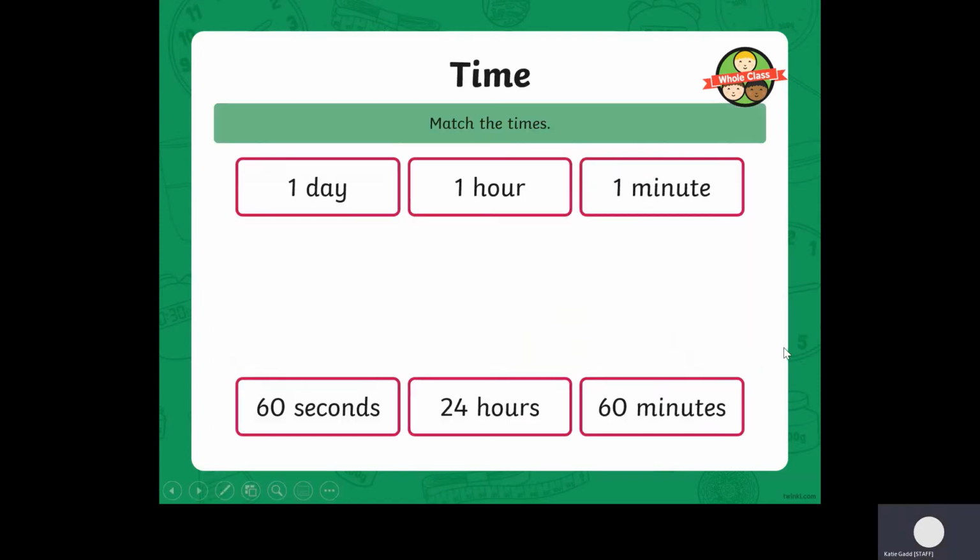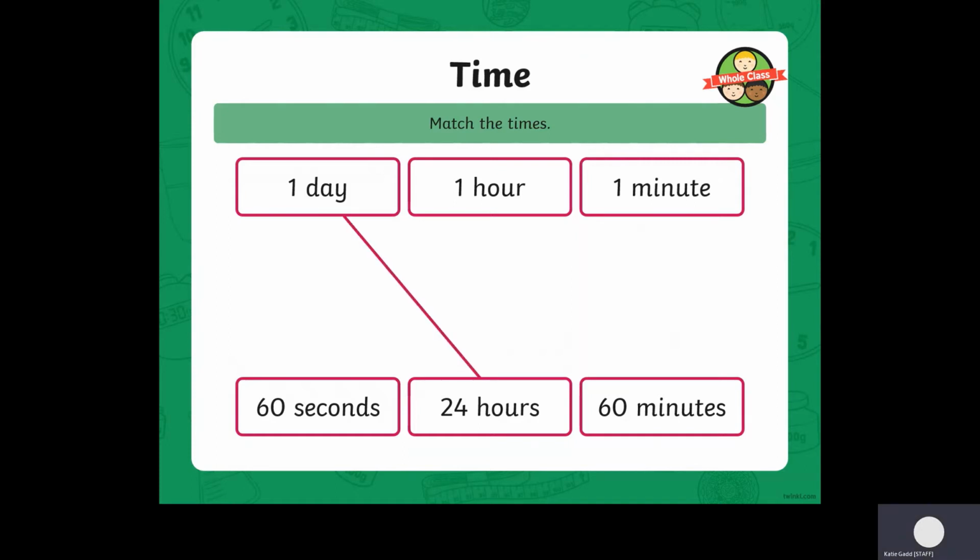So that's midnight. So I'd like you to pause the video. Can you match up the times? So how long is 1 day, 1 hour, and 1 minute? Are they 60 seconds, 24 hours, or 60 minutes? Come back when you think you've got the answer. Let's have a look together.